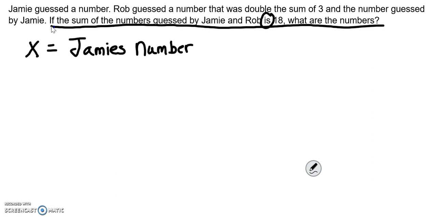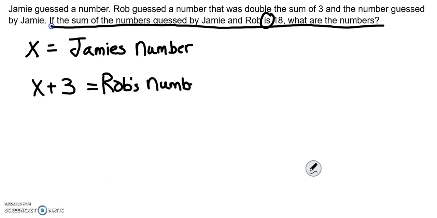How would I write that? How would I write the number guessed by Jamie added to 3? How would I write that part? The number guessed by Jamie added to 3. X plus 3. But the number that Rob guessed was not just X plus 3. It was double the sum of 3 and the number guessed by Jamie.